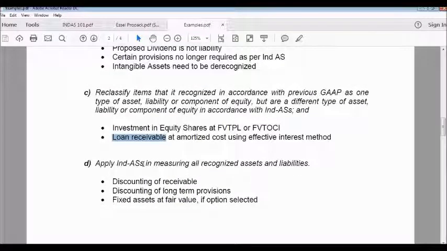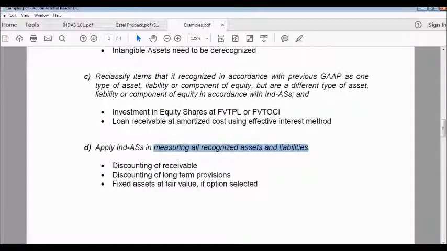And then the example of measuring all recognized assets and liabilities as per Ind AS, like discounting of receivables, you know that you have to discount the receivable, discounting of long-term provisions, and then fixed assets at fair value if you opt for the option. So you have to measure all these things as per the Ind AS.